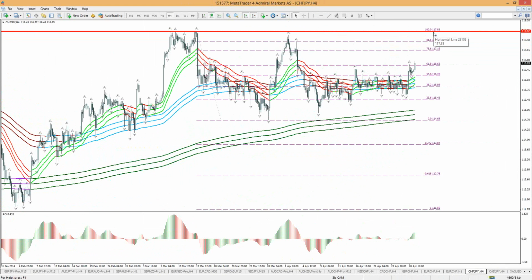Otherwise, it's definitely looking bullish. It would be difficult to catch maybe a downside.